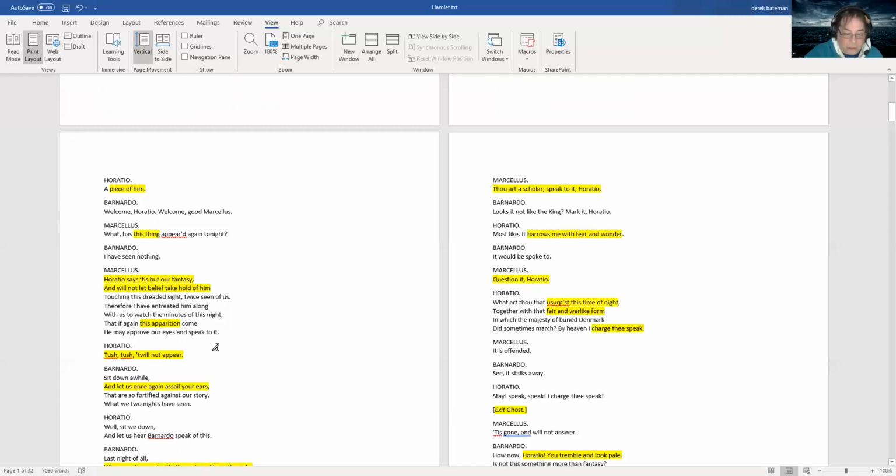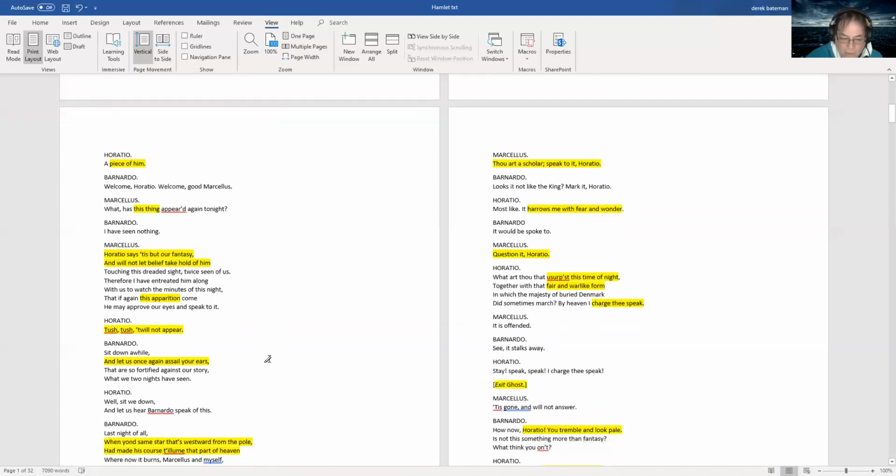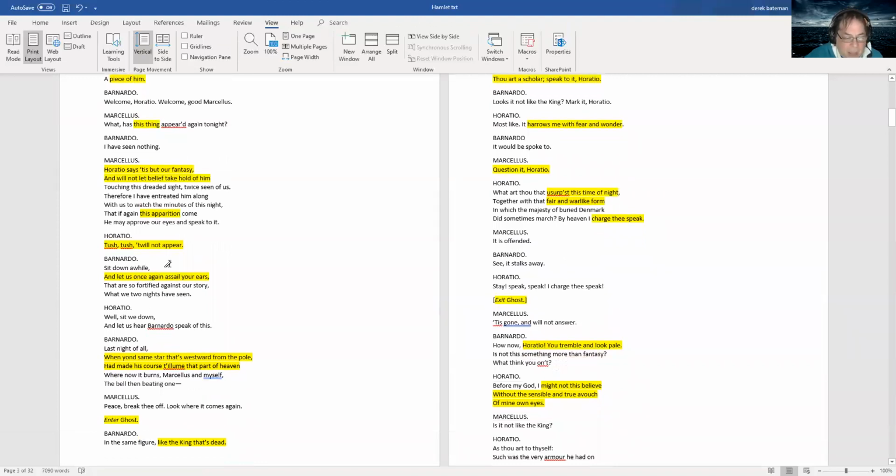Horatio, just to make sure, lets us all know that he is quite skeptical. "Tush, tush, 'twill not appear." Okay, then, "Sit down a while, and let us once again assail your ears." Let us once again tell you what we saw. Because again, Horatio said, come on, I don't believe what you're telling me. Okay, it won't appear. Well, let us tell you again about what it was.